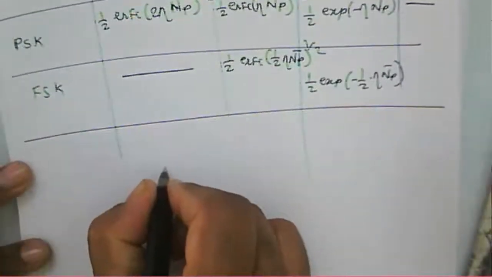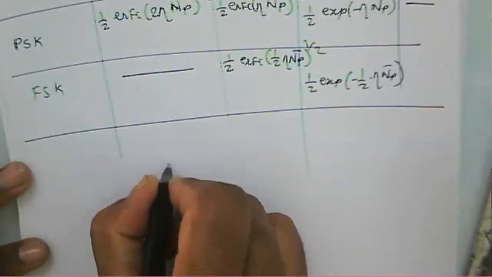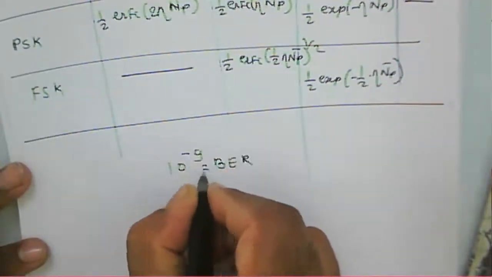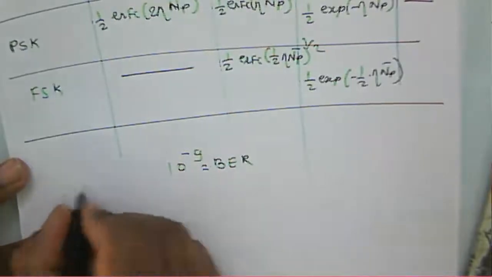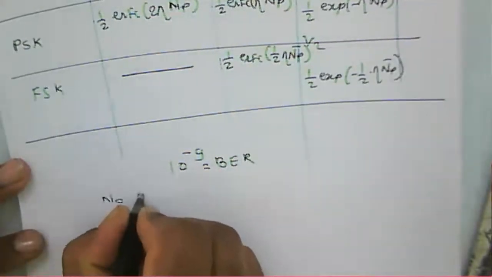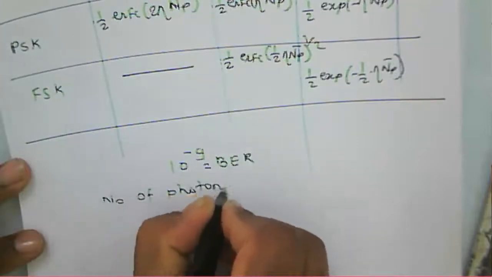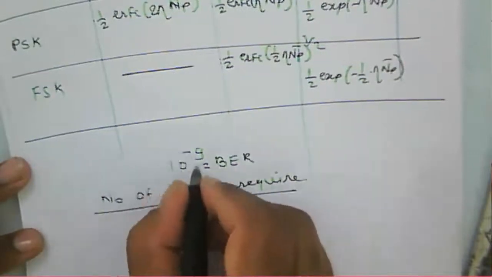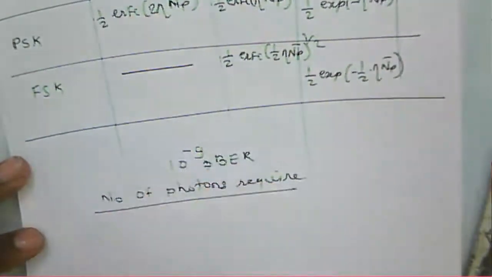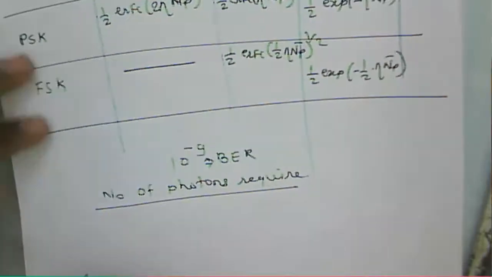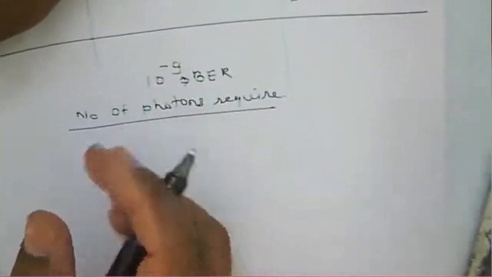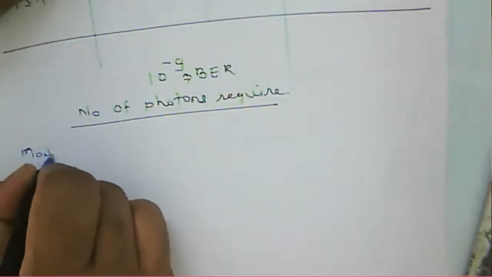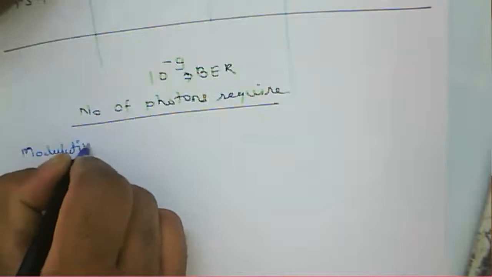Then we need to talk about the number of photons required. We say the number of photons required for getting a 10 to the power minus 9 BER by this ideal receiver. Okay, that's the condition. Then again we talk about what the modulation scheme will be here.